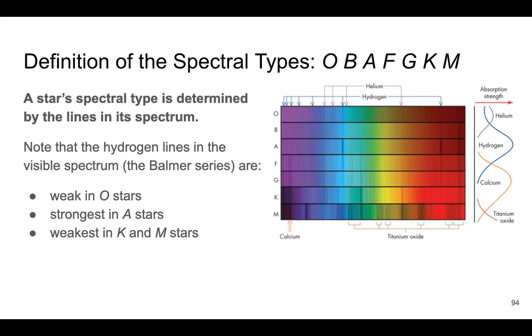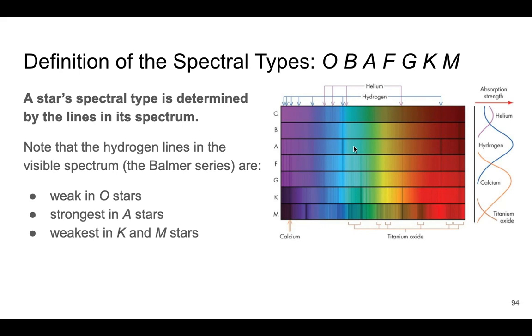So the star spectral type is determined by the lines in its spectrum. So again, this is why the system's a little messed up. Originally, when they started the Draper catalog, it was based on the strength of the hydrogen lines. So if you had the strongest hydrogen lines, you were A. The next strongest hydrogen lines, you were B, and so forth. So here you can actually see the different strengths of the lines and how that works.